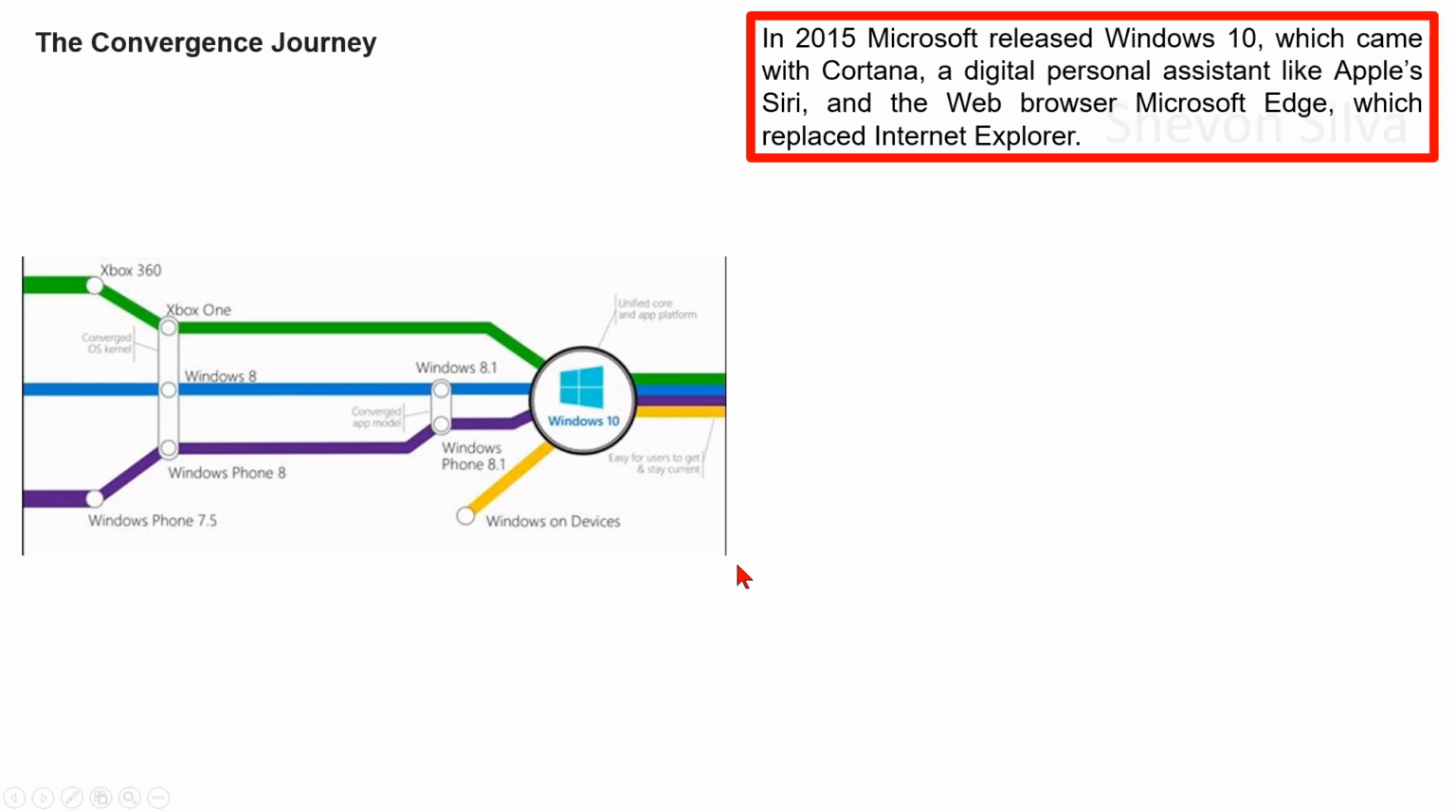In 2015, Microsoft released Windows 10, which came with Cortana, a digital personal assistant like Apple's Siri, and the web browser Microsoft Edge, which replaced Internet Explorer.